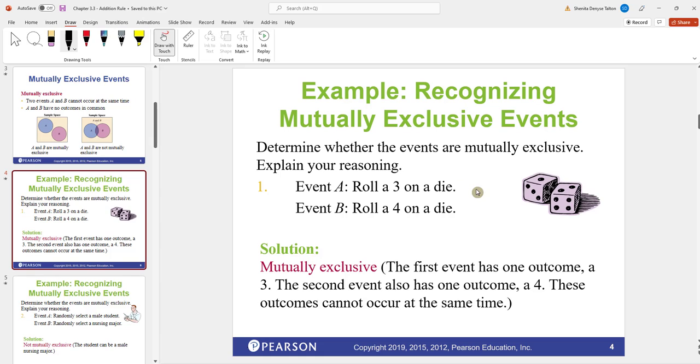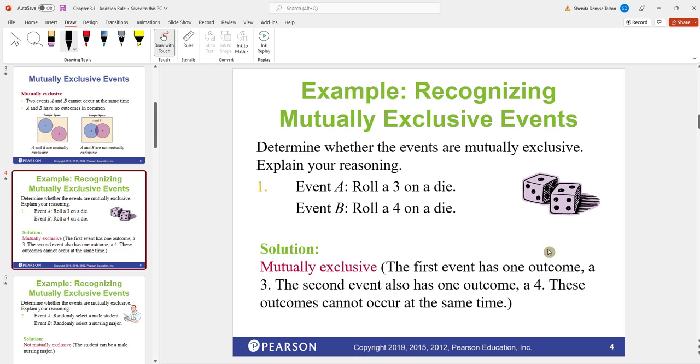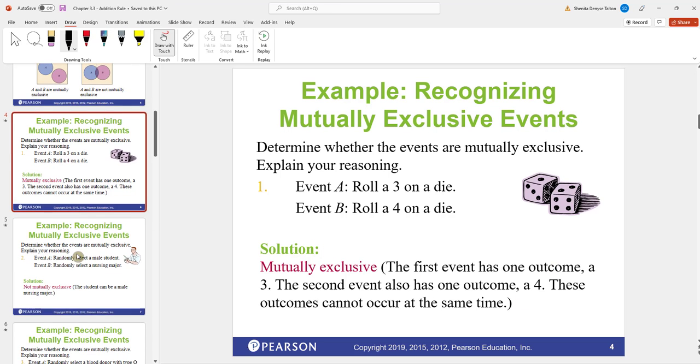In this example, we're going to determine whether or not the events are mutually exclusive. You roll a 3 on a die, and the event B is you roll a 4 on the die. Well, this is mutually exclusive because they cannot occur at the same time. You cannot get a 3 and a 4 at the same time. So these would be mutually exclusive.